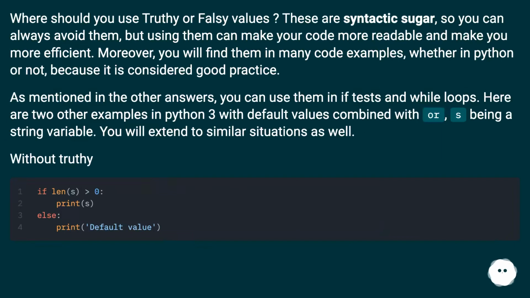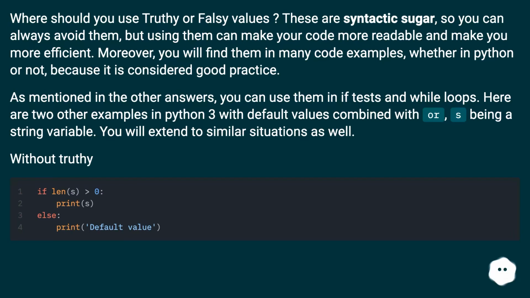Where should you use truthy or falsy values? These are syntactic sugar, so you can always avoid them, but using them can make your code more readable and make you more efficient. Moreover, you will find them in many code examples, whether in Python or not, because it is considered good practice. As mentioned in the other answers, you can use them in if tests and while loops. Here are two other examples in Python 3 with default values combined with or, s being a string variable. You will extend to similar situations as well.